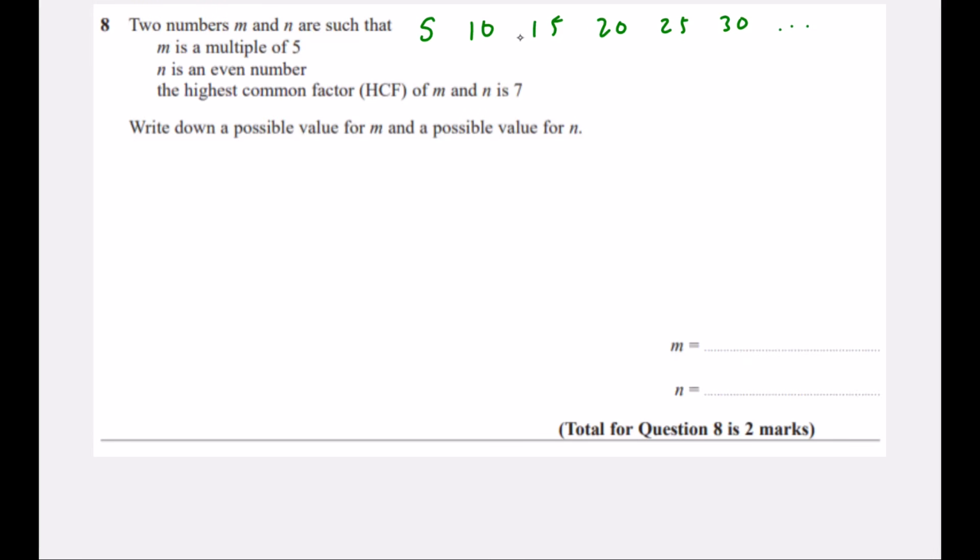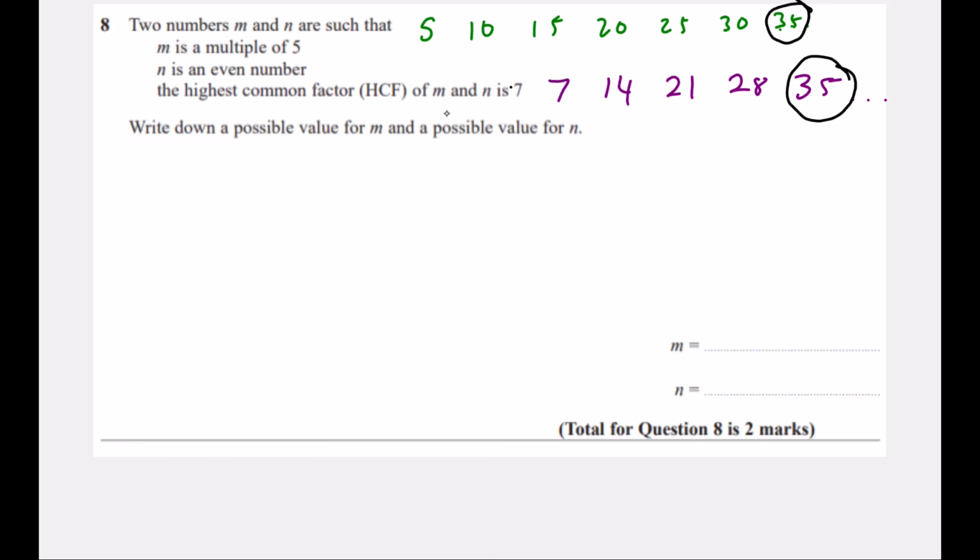So the highest common factor is 7. So they've both got to be multiples of 7. So multiples of 7. Let's just jot down 7, 14, 21, 28, 35, and so on. n is any even number, and m is a multiple of 5. Our lowest multiple of 5 that has a factor of 7 is 35.